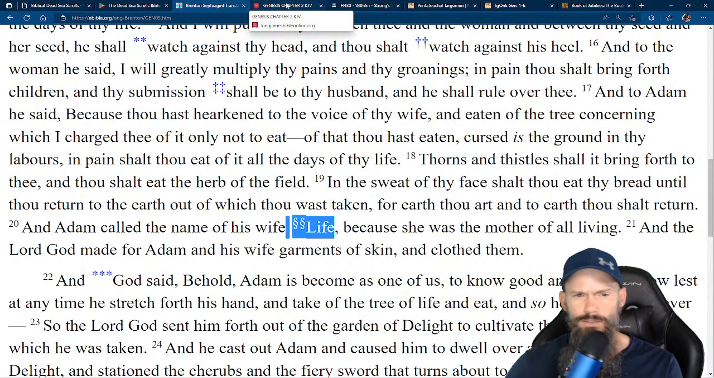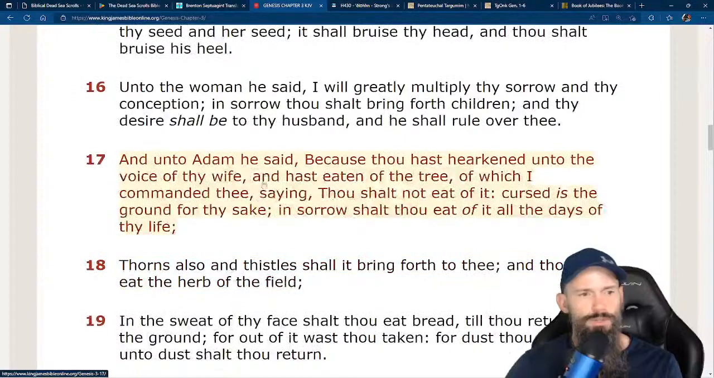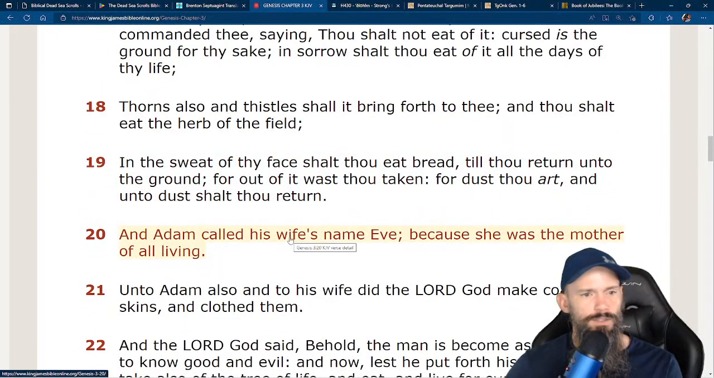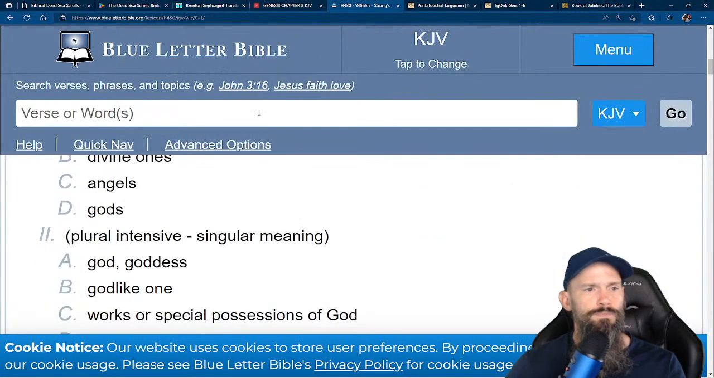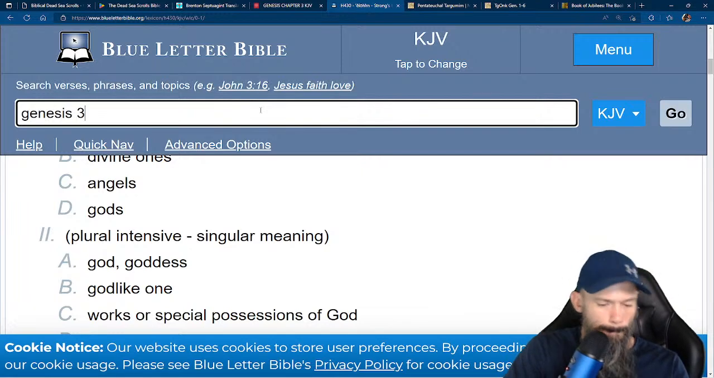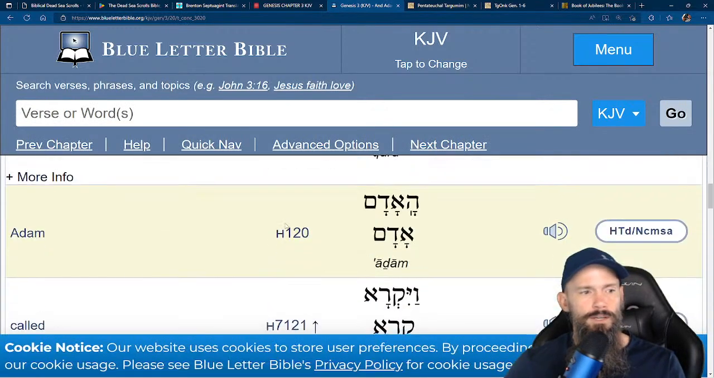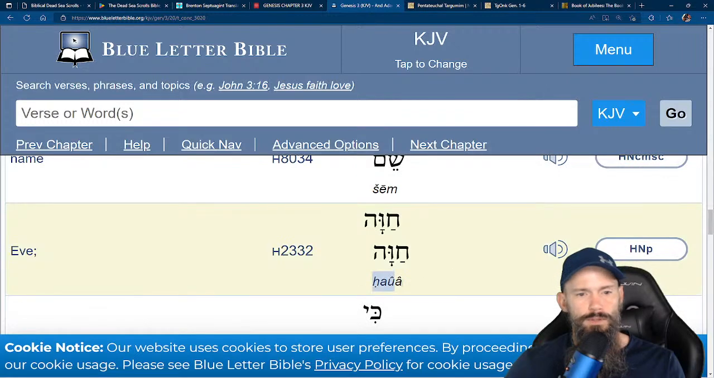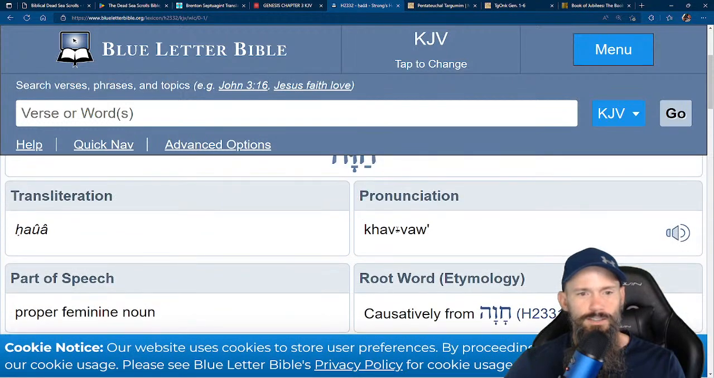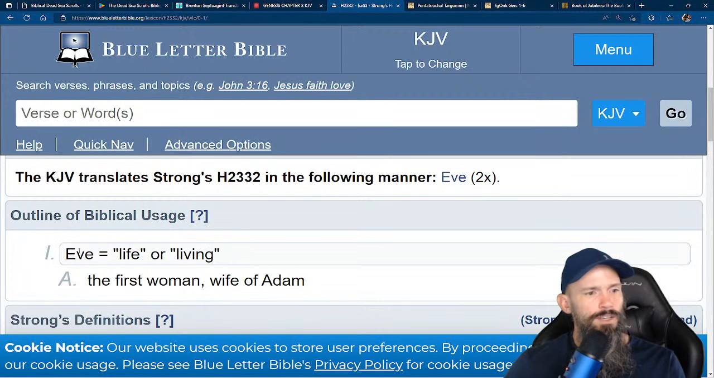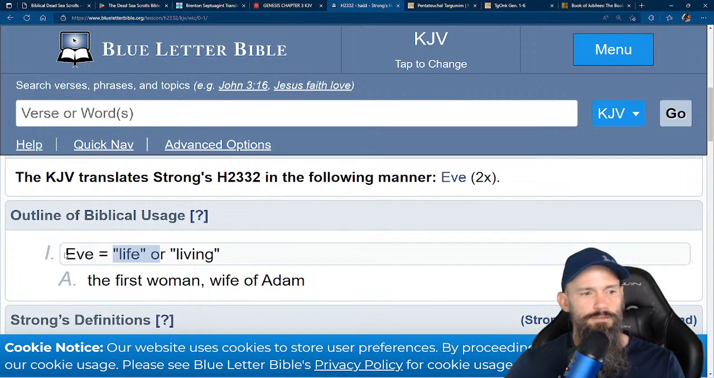Genesis 3:20. Adam also called his wife's name Eve. Hauah. No B's in ancient Hebrew. Eve, or life. So the Septuagint has life. Same thing.